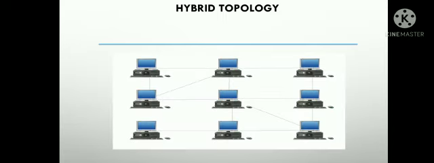Next point is hybrid topology. A hybrid topology is a type of network topology that uses two or more differing network topologies. This topology can include a mix of bus topology, mesh topology, ring topology, star topology, and tree topology.